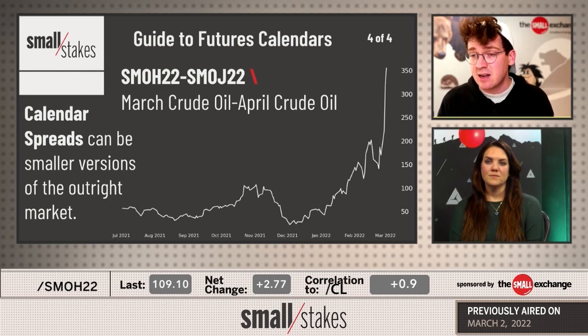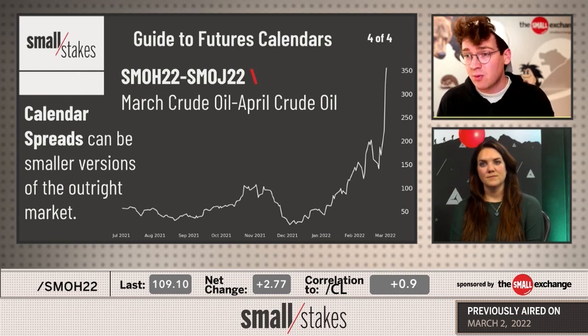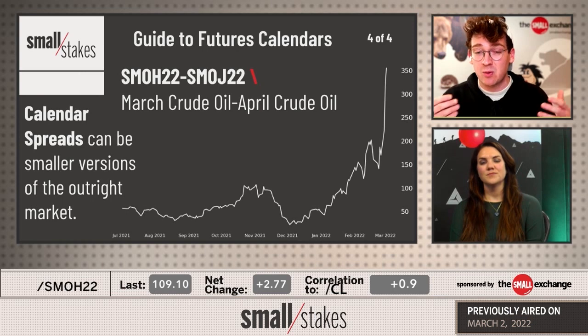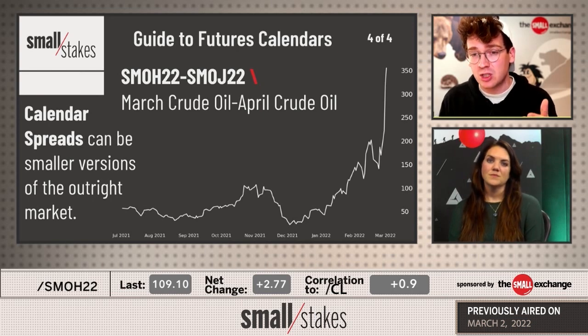The same time frame, CL, the outright contract, has moved over $1,000. And so this is a good way to get smaller and just trade crude oil like you normally would. If you want to be short crude oil on a smaller basis, you can sell CL H22 and buy CL J22. That calendar spread can be a good stand-in for the outright market itself.